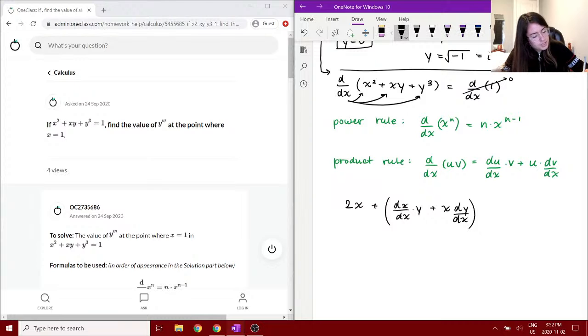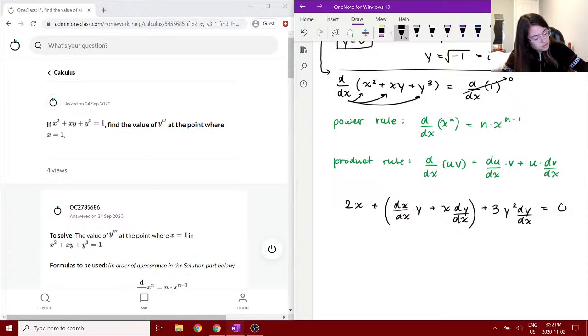And then now we're going to take the derivative of y cubed. So we're going to use the power rule again. We get 3y, and then 3 minus 1 is 2. And because we're taking the derivative of y with respect to x, we have to add in another term. We have to add in dy by dx, just acknowledging that we're taking the derivative of y in here.